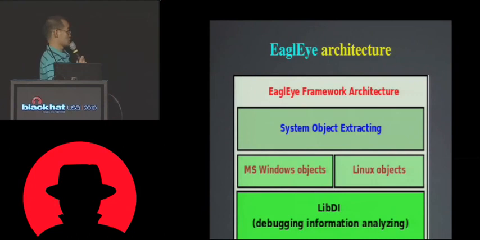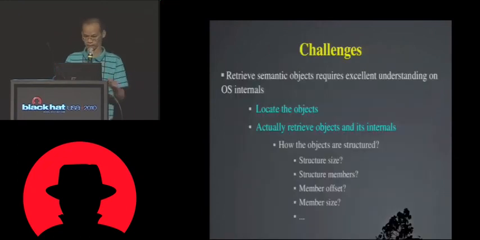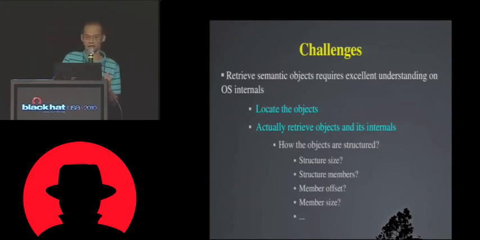Here's a full architecture of the framework. You can see that the framework is split into multiple layers, and each layer, the bottom layer provides a service to the higher layer. So to build it, you have many challenges. There is just one challenge. It needs to get a semantic object from the memory of the guest virtual machine.